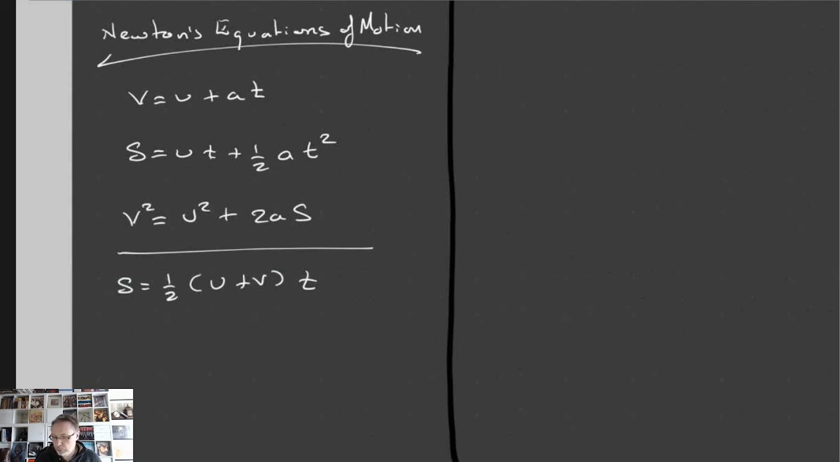And then the final one, which is for a negative acceleration, s is equal to vt minus half a t squared. So there you have it. Newton's equations of motion, produced essentially from the definition of acceleration and a velocity time graph, and then basically combining things together. That's all it is.